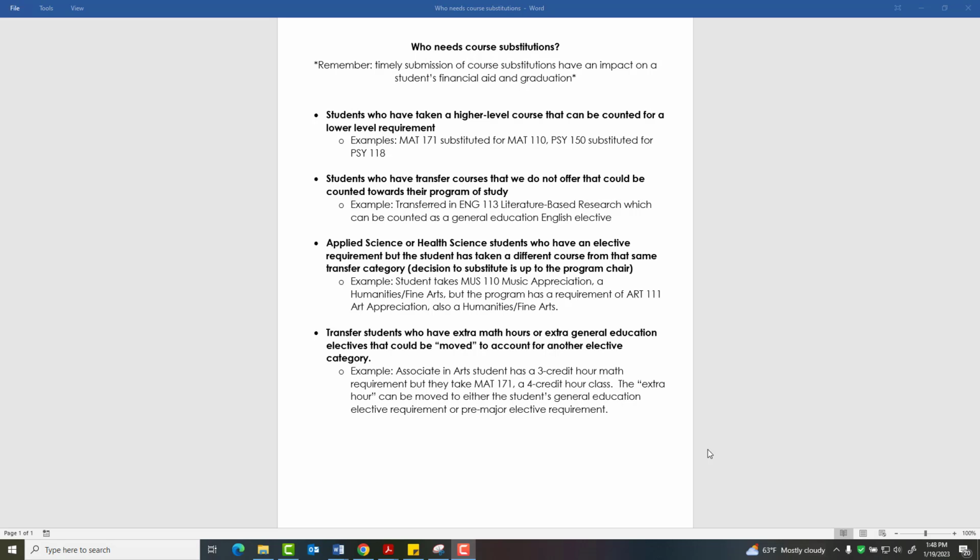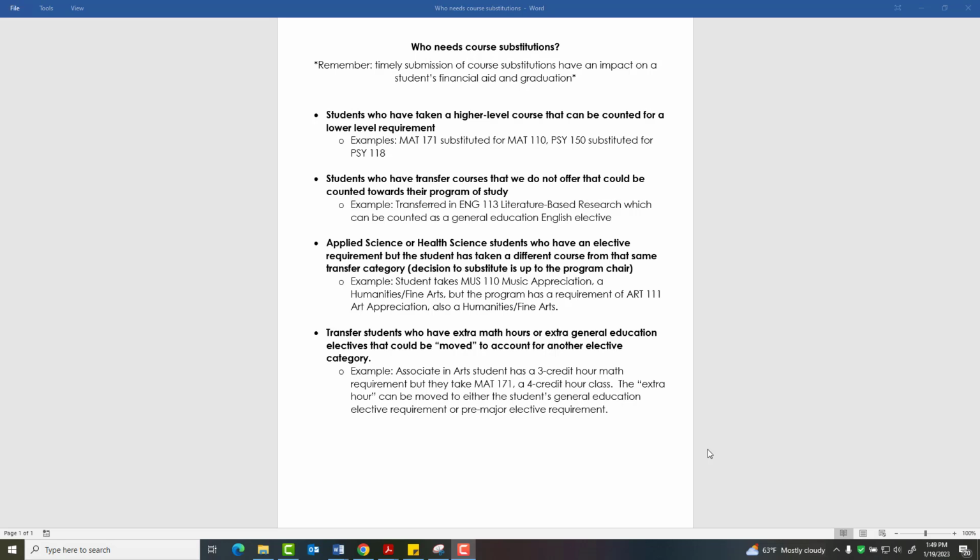You could also have applied science or health science students that have an elective requirement, but maybe the student has taken a different course from that same transfer category that would work. The decision there lies within the program chair, but an example would be if a student takes Music 110, which is a humanities course, but the program has a requirement of Art 111, which is art appreciation, but that's also a humanities course. So if the chair is willing to do that, you could do a course substitution one for the other. So that's, again, one less elective the student has to take.